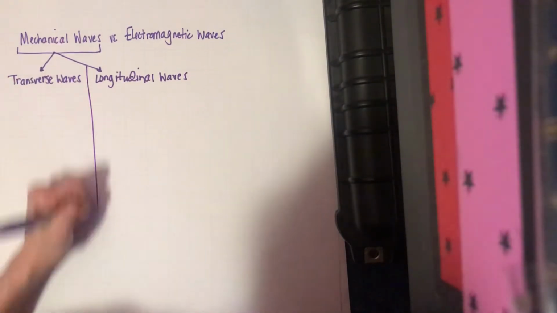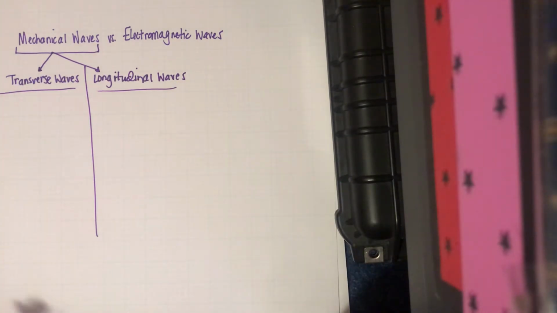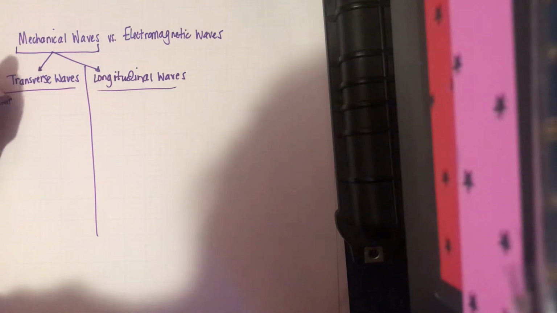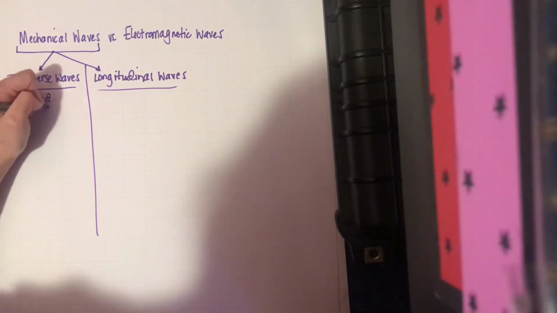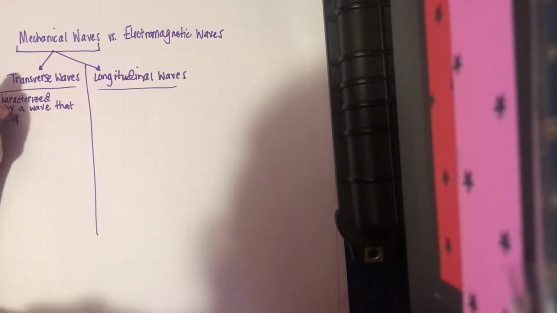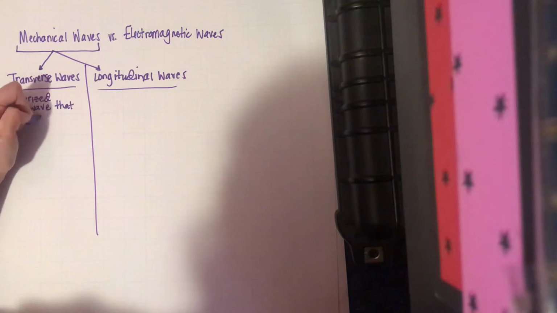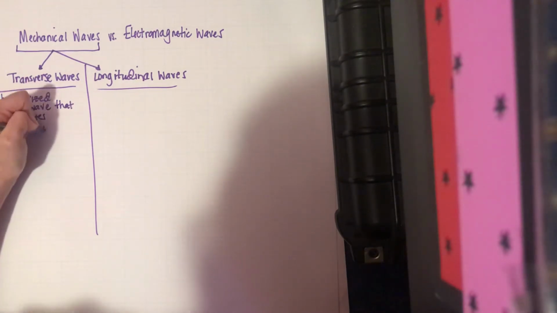So let's first just describe the difference between transverse and longitudinal. A transverse wave is characterized by a wave that propagates perpendicularly to the direction of the disturbance. I'll explain.